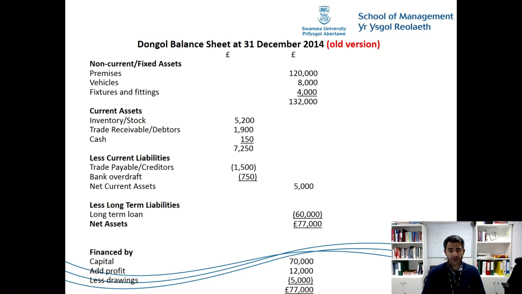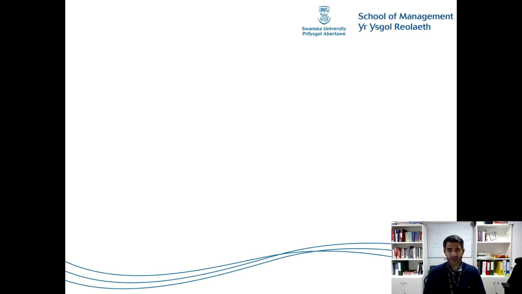Equity is the one below here, financed by, or we call it equity, or financed by is the capital. You start with the capital, you add profit, how much profit the company made, and also you need to list the drawings. So 77,000 is equal to 77,000 here, and this is what we call the accounting equation being balanced. Again, we'll come to it in detail in a bit.